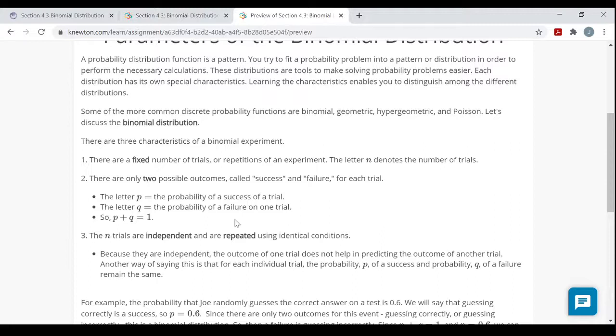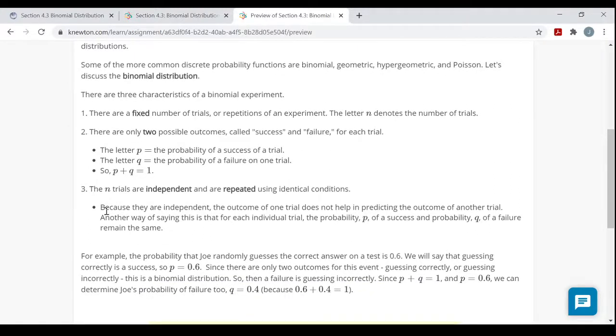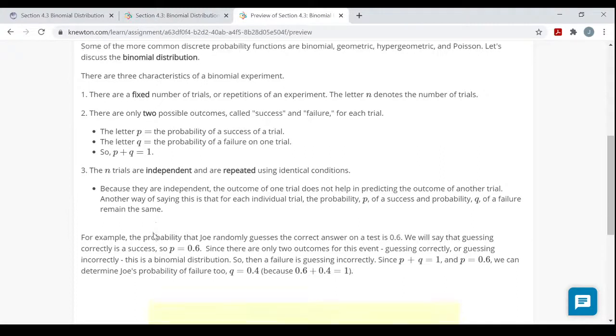Flipping tails. All right. And because these trials are independent, the outcome of one trial does not help in predicting the outcome of another trial. That's basically what I've been saying. Another way of saying this is that for each individual trial, the probability p of a success and the probability q of a failure remain the same. So this p and q value do not change from trial to trial. Each trial is the same as the one before it, and they're independent.